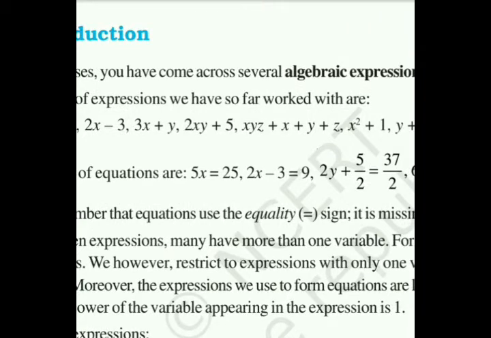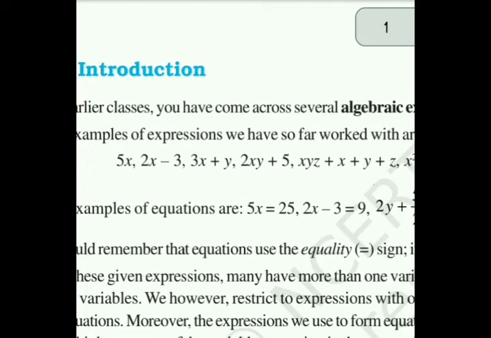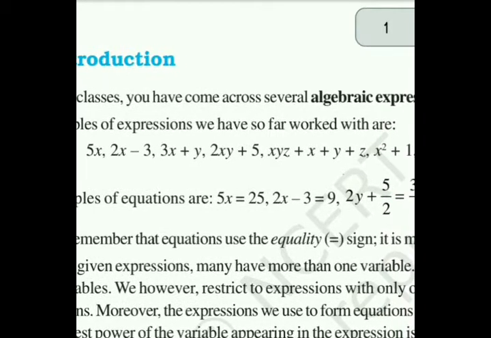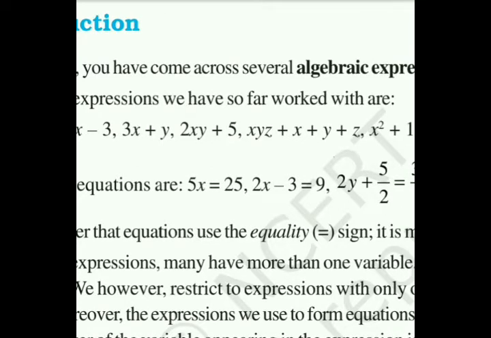Now we take the difference between an algebraic expression and an equation. An algebraic expression is just an expression with variables and numbers, and an equation is in the form of equality. Here we can easily say that 5x is equal to 25. In this example, first we take 5x and then we compare it with 25. So 5x is equal to 25 is an equation.